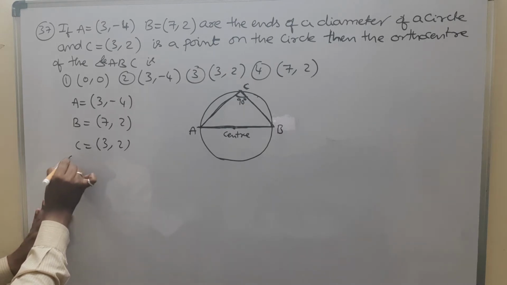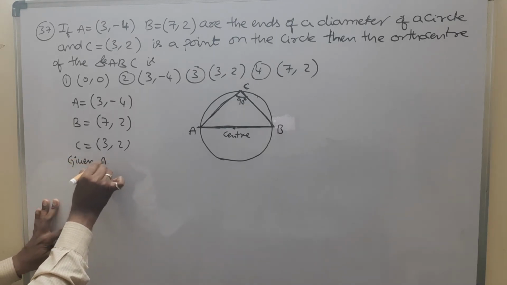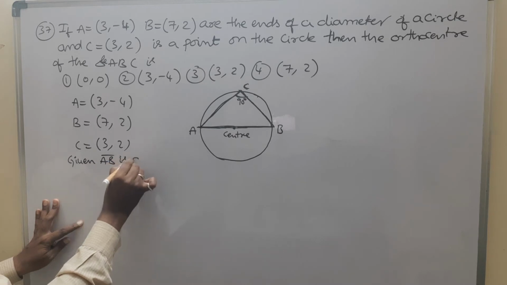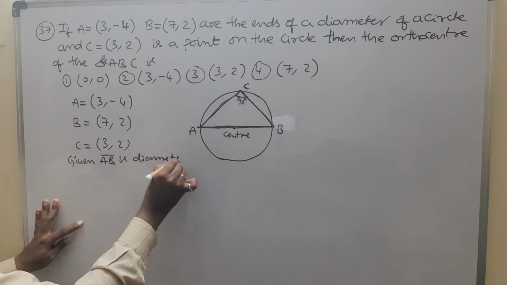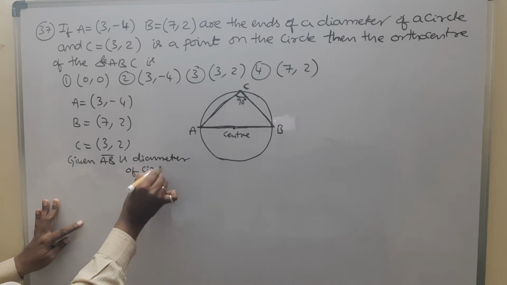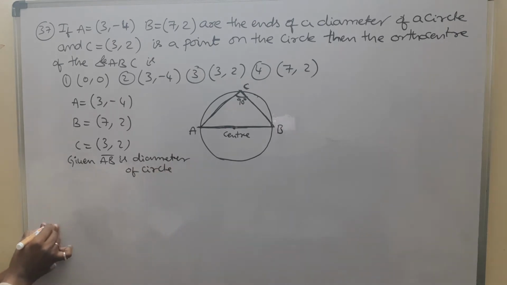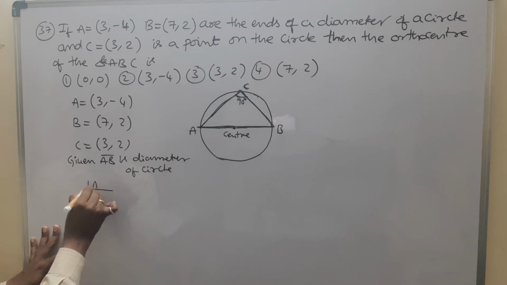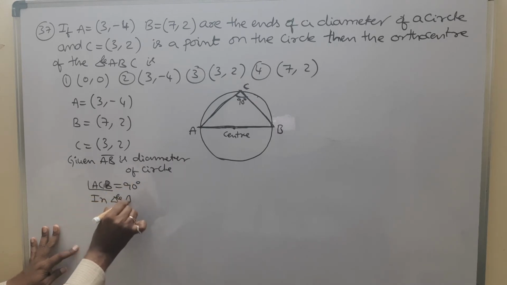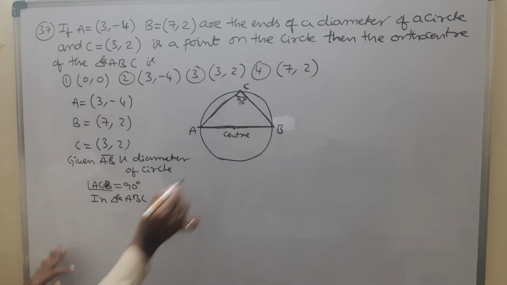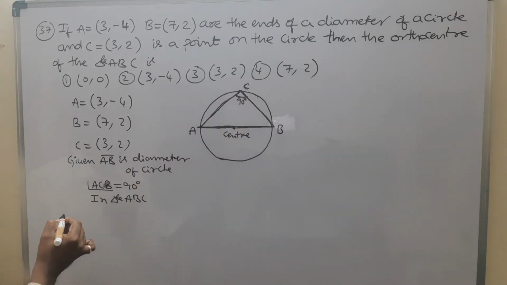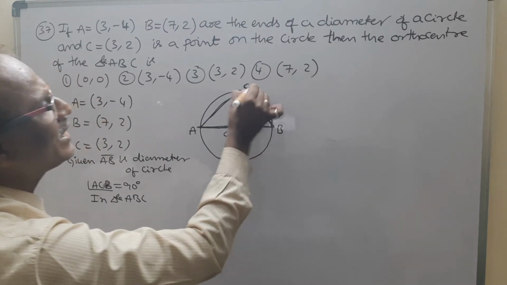Here given AB is the diameter of the circle. Angle ACB equals 90 degrees. In triangle ABC, if it is a right angle triangle, the orthocenter is the 90 degree vertex.